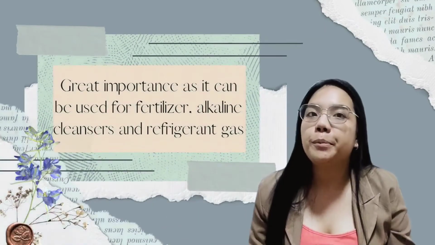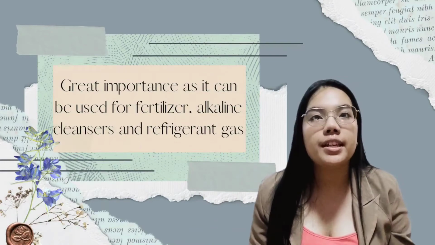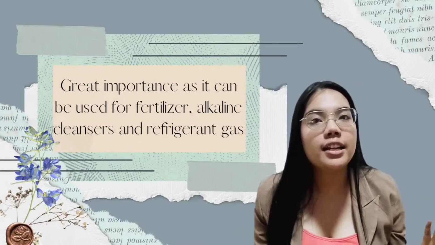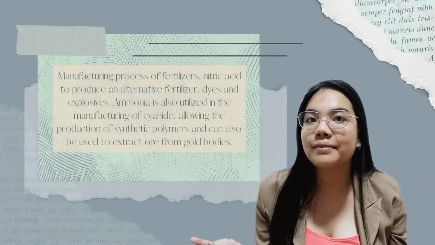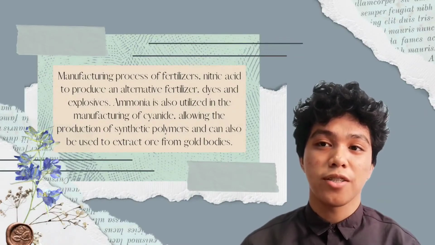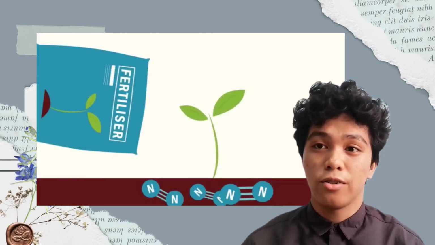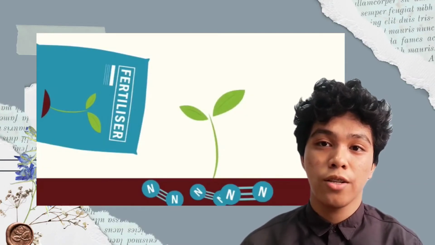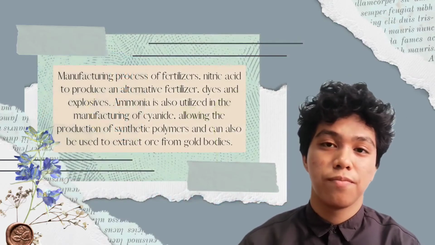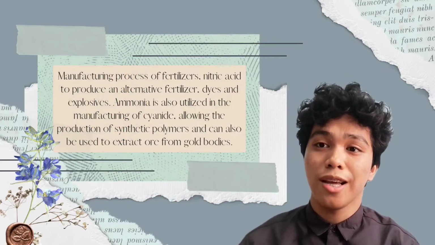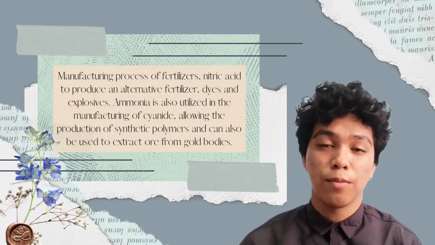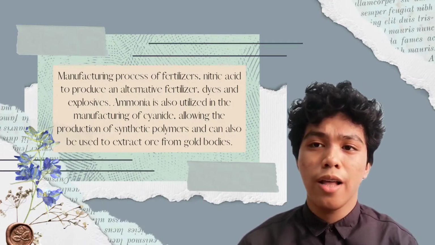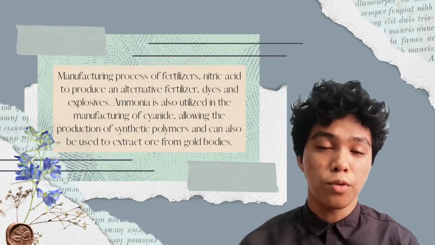Mass production of ammonia is of great importance as it can be used for fertilizer, alkaline cleansers, and refrigerant gas. It is also used in the manufacturing process of fertilizers, nitric acid to produce alternative fertilizers, dyes, and explosives. Ammonia is also utilized in manufacturing of cyanide, allowing the production of synthetic polymers, and can also be used to extract ore from gold bodies.